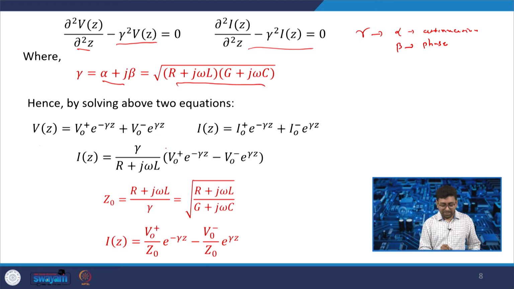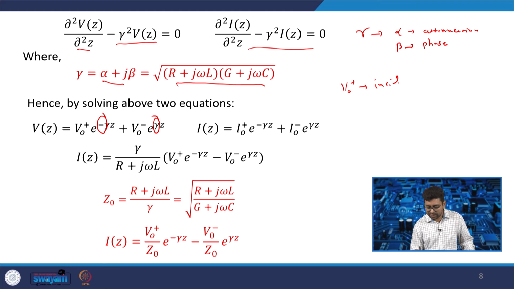Always remember that the minus sign corresponds to the wave traveling in the positive direction, the incident wave, and the plus gamma represents the wave traveling in the reverse direction, the reflected wave. Here V0+ is the incident voltage, and V0- is the reflected voltage.